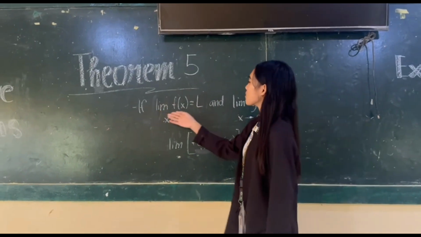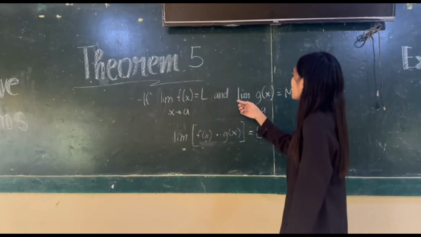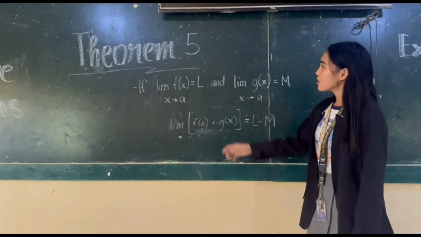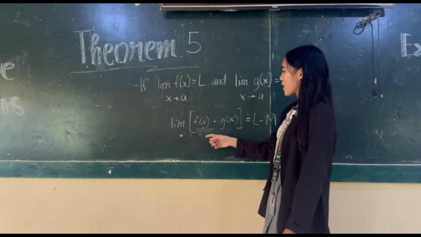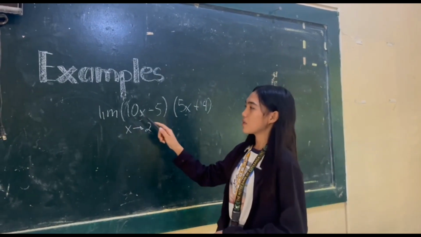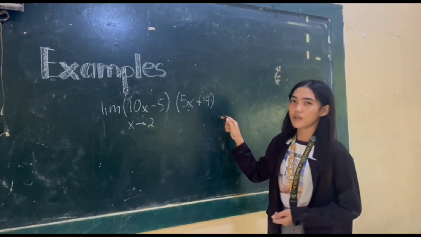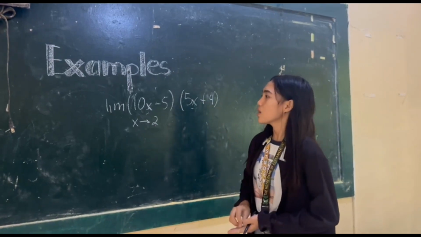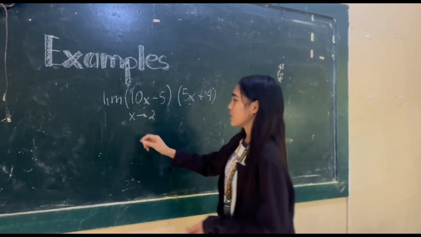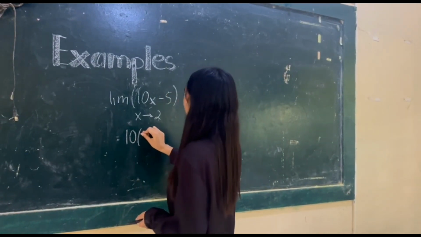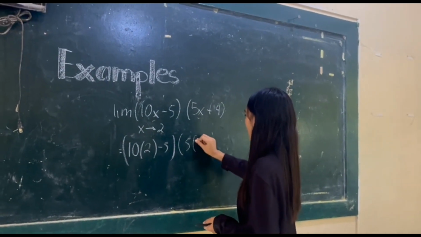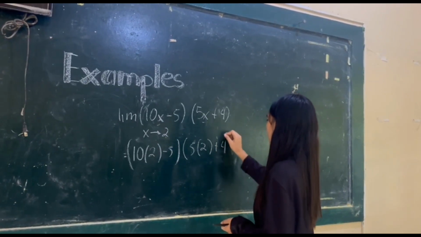Theorem 5. If the limit of f of x is equal to L and the limit of g of x is equal to m where x approaches a. The formula of Theorem 5 is the limit of f of x multiplied by g of x is equal to L times m. For example, the limit of 10x minus 5 and 5x plus 4 where x approaches 2. Then we substitute 2 for x. It will become 10 times 2 minus 5 and 5 multiplied by 2 plus 4.